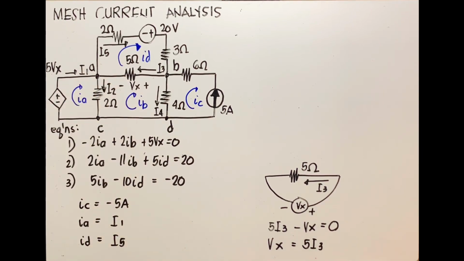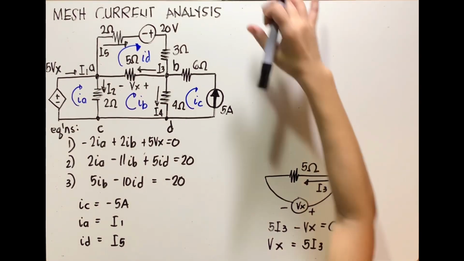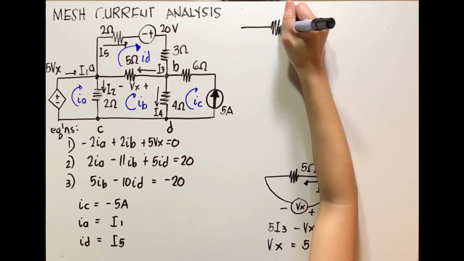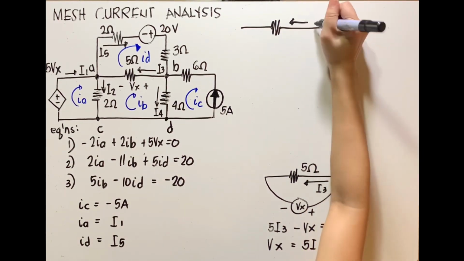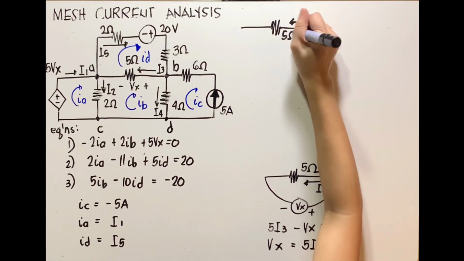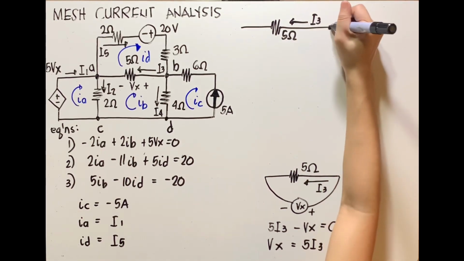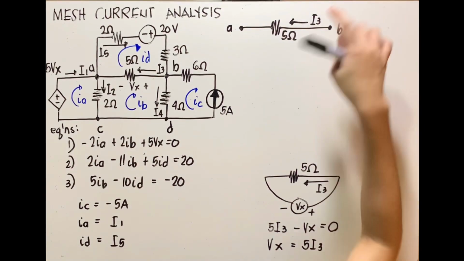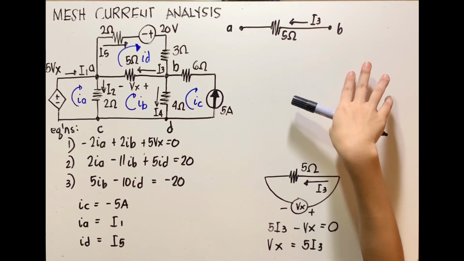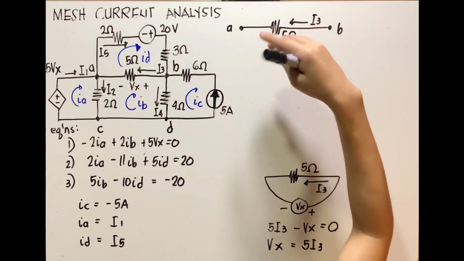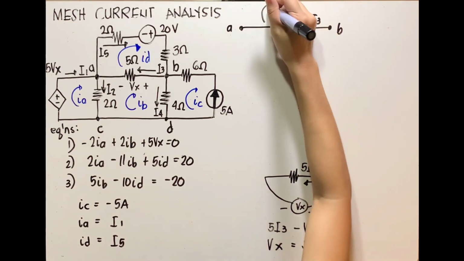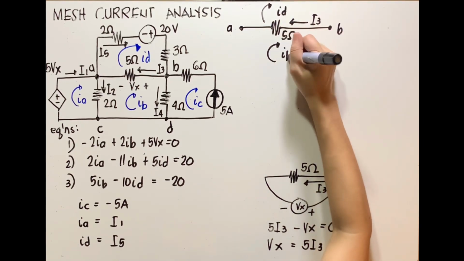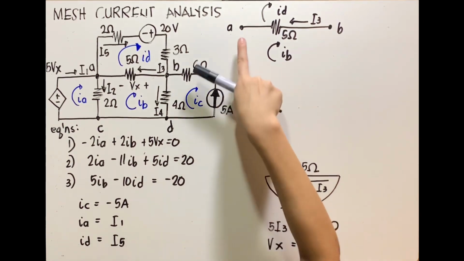Pero, kagaya ng tinuro ko kanina, ano ba yung hinahanap mong current? I3. Kuhanin mo yung branch niya. Kunin ko si I3. Okay, ito si I3. 5 ohms ang resistance dyan. Tapos, meron siyang dalawang nodes. Node A and B. But since I3 branch is horizontal, ibig sabihin, kukunin mo lang yung taas at babang mesh current. So, meron ditong mesh current sa taas, that's ID. And meron siyang mesh current sa baba, which is IB. And from here, pwede ka na mag-KCL kahit alin sa dalawa.